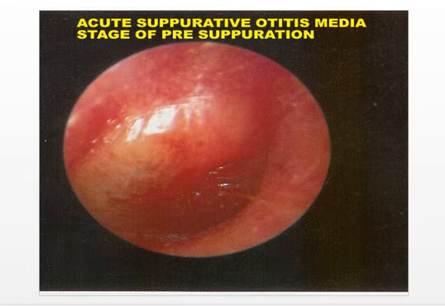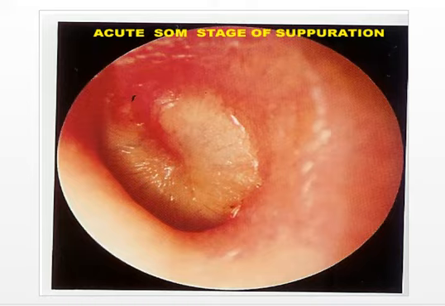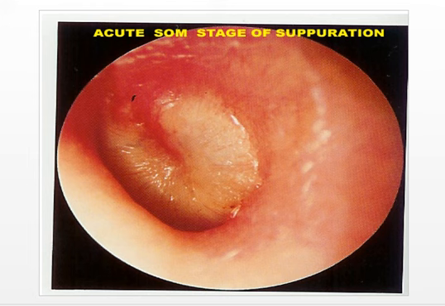A photograph, acute suppurative otitis media stage of pre-suppuration. You can see there is redness of the tympanic membrane, and a few blood vessels are visible on its surface. And this is the acute stage of suppuration, full suppuration, with collection of pus behind an intact tympanic membrane. And you can see very clearly the tympanic membrane is bulging out, with excessive redness of the tympanic membrane and dilatation of blood vessels.